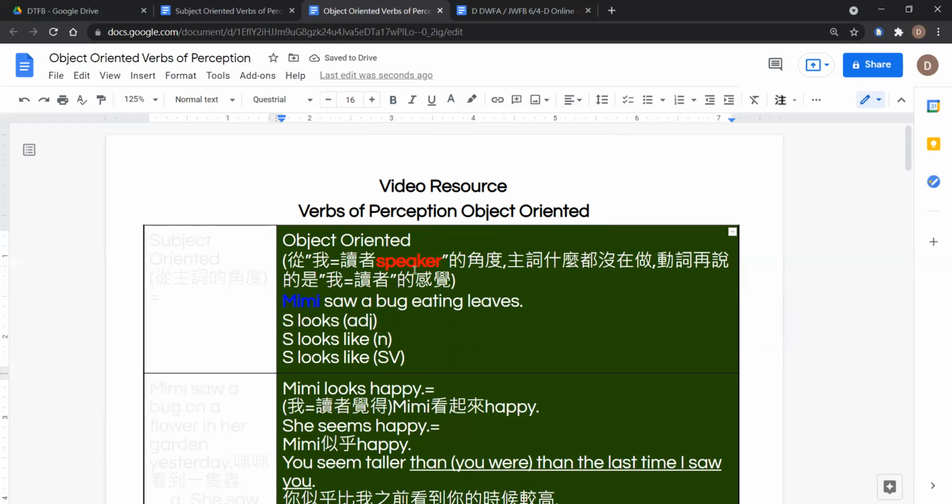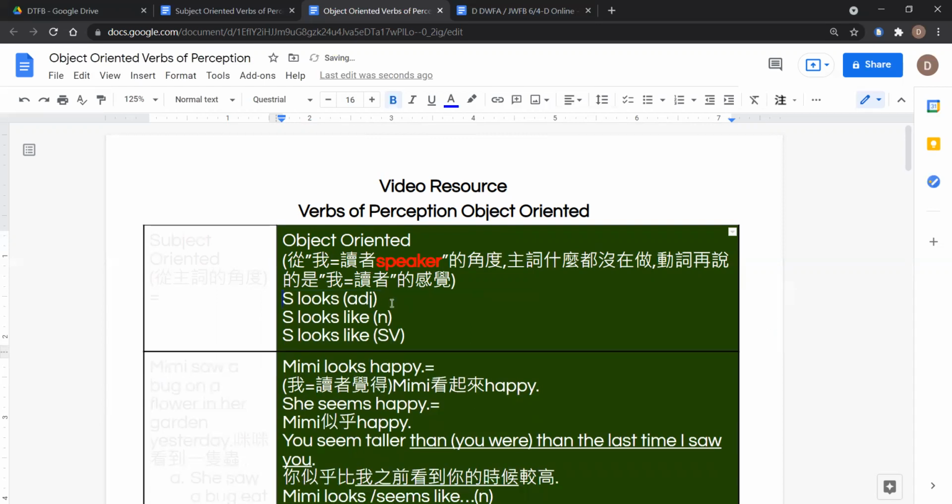Who is the speaker? Well, the speaker is always you. Mimi is not the speaker. You are the speaker. The person reading, the person saying the sentence is the speaker. So you have to know the difference between the speaker and the subject of the sentence, okay? There's a difference, all right? That difference is very important in literature when you study language. Okay, good. So object-oriented verbs of perception focuses on the speaker, okay?